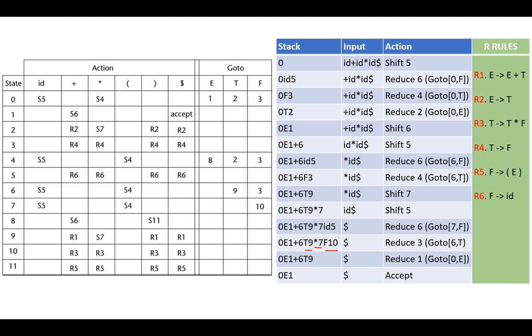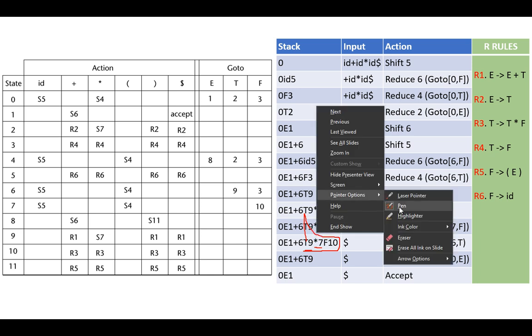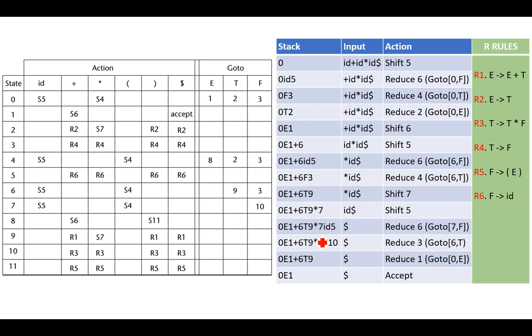So what's next? We are replacing T times F with T. So now we have T times F, and we remove all these guys and replace them with T. So we have T. All these are replaced by T.